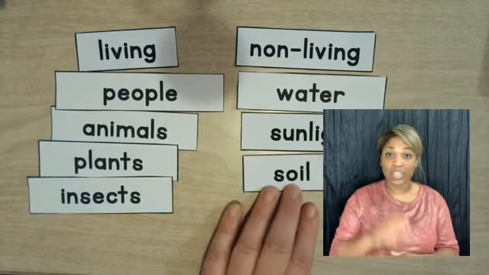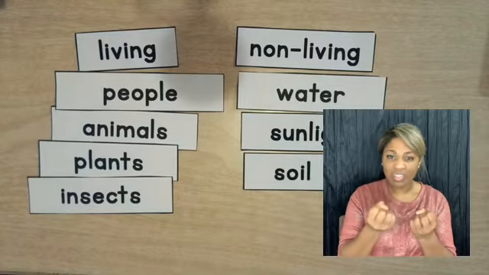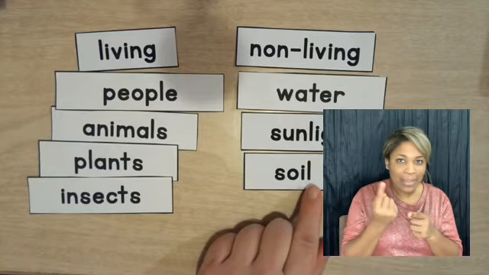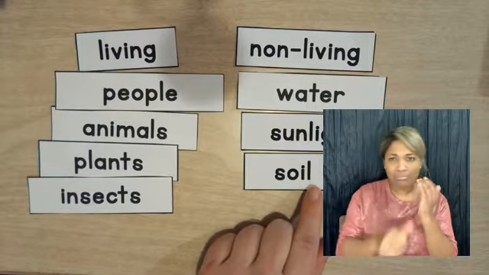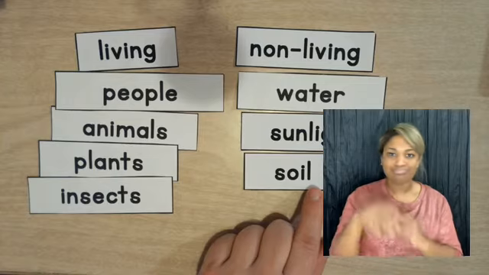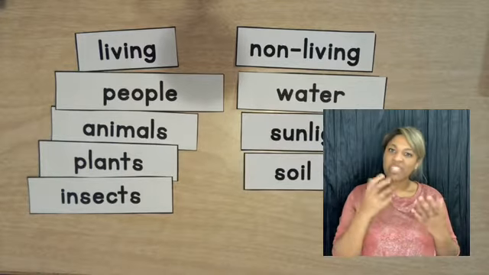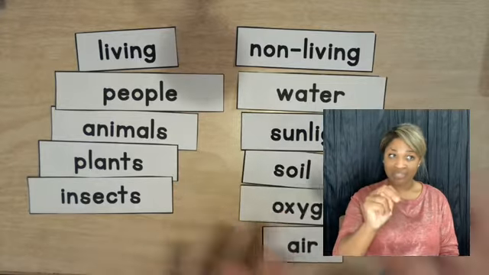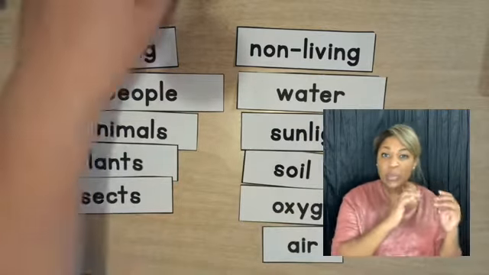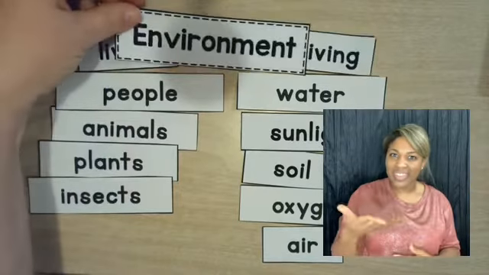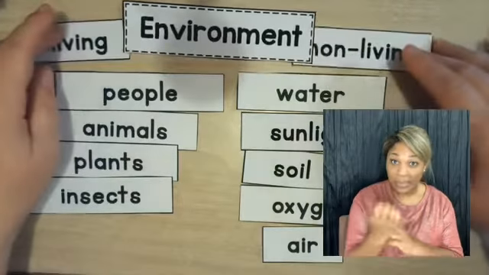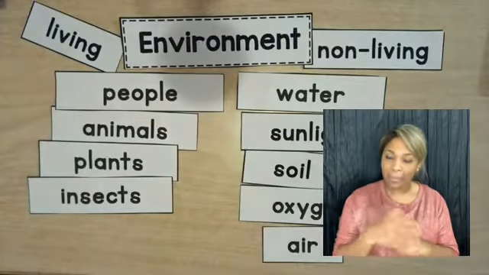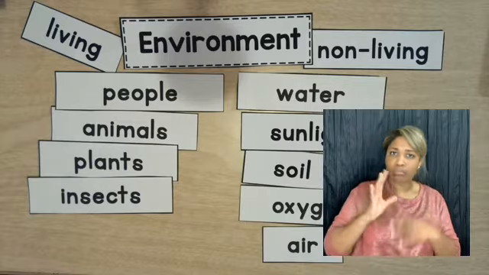Soil, the dirt that you see in the yard, that is not something that's eating. It's not something that's getting rid of waste. It's not growing and developing. So soil is non-living. The oxygen and the air, these are all non-living things that we would find in the environment.